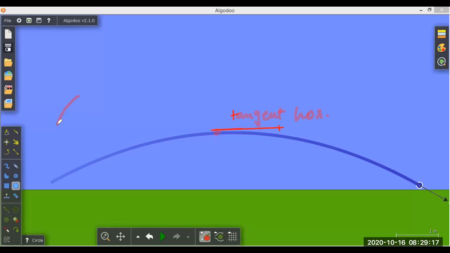I hope you realize that if you draw a shape like this, at this highest point the tangent is horizontal. Is that okay? Is this concept clear? At the highest point this tangent should be horizontal. Is that concept clear? It's a maths concept, but it is useful for us, right? At this highest point.